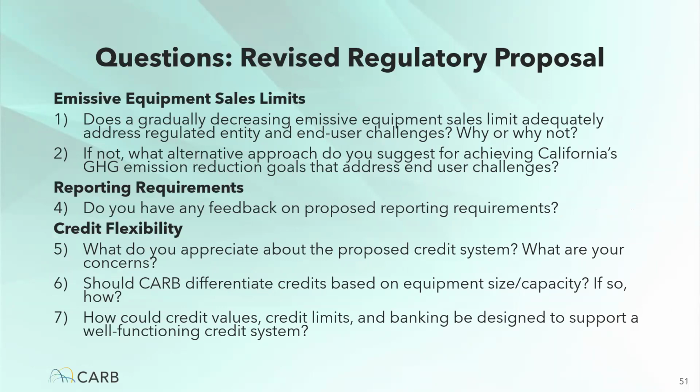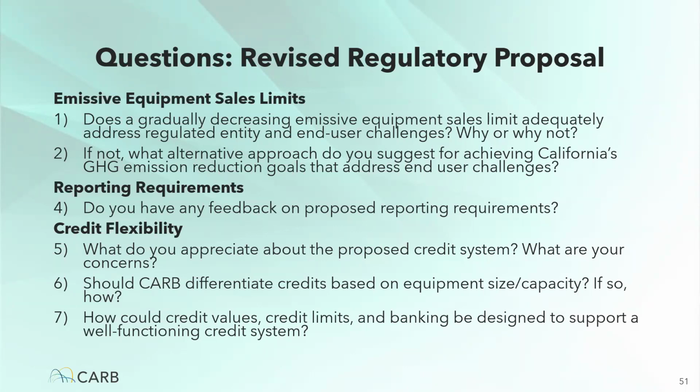So now we will turn it over to all of you. Staff look forward to hearing your feedback, and we are especially interested to hear any thoughts you have in response to the following questions. First, does a gradually decreasing emissive sales limit adequately address regulated entity and end user challenges? If not, what alternative approach do you suggest? Should CARB differentiate emissive sale limit and or credits based on equipment size and capacity? And if so, how?